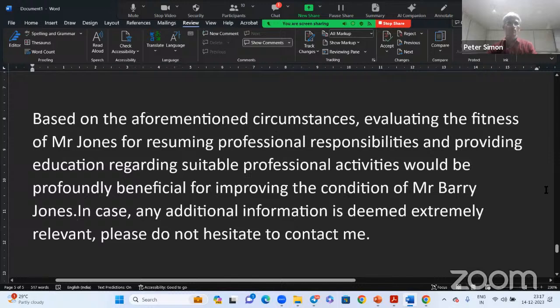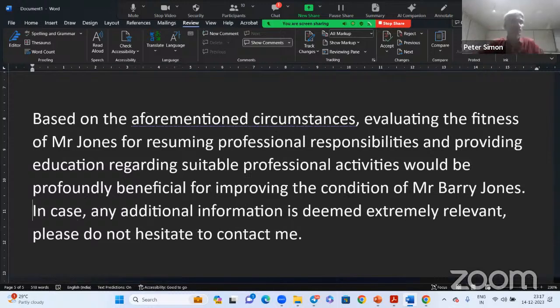So there's the concluding sentence. Based on the aforementioned circumstances, evaluating the fitness of Mr. Jones for resuming professional employment, providing education regarding suitable professional activities would be profoundly beneficial for improving the condition of Mr. Barry Jones. In case any additional information is deemed extremely relevant, please do not hesitate to contact me. So that's it.